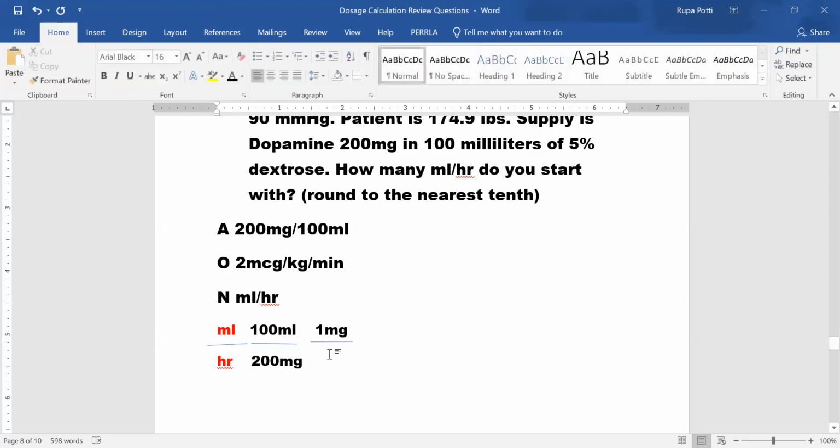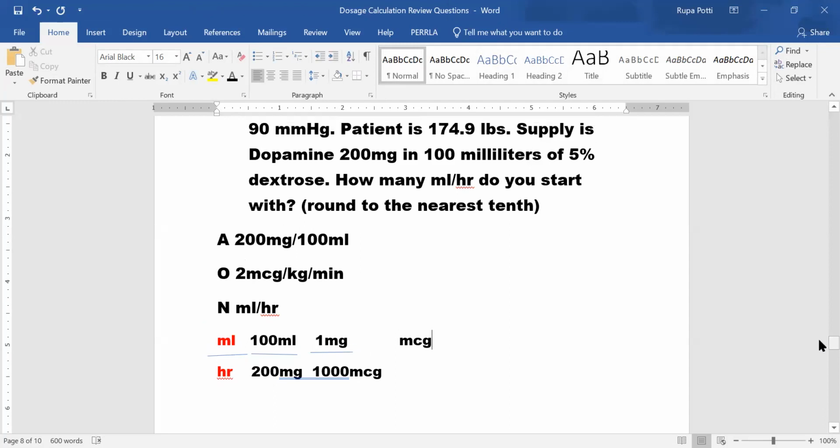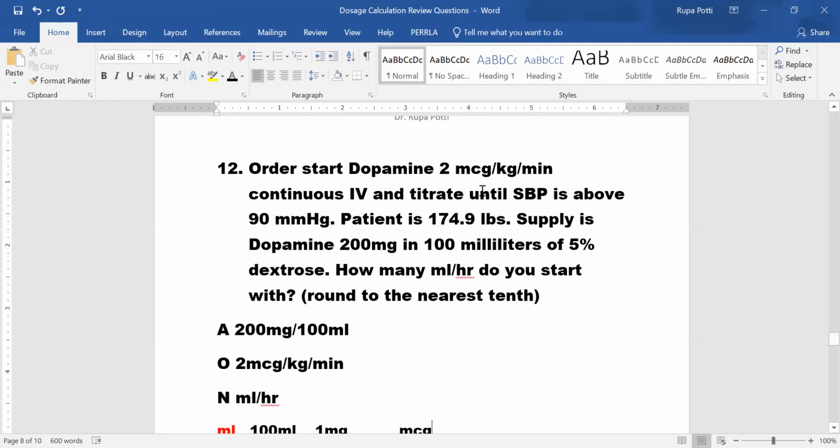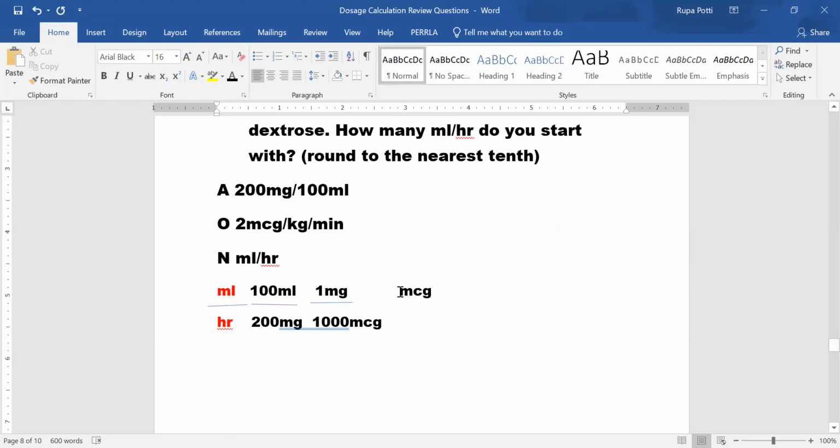Okay, so I'm going to say 1 milligram is 1000 micrograms, right? So now again, because I have micrograms in my denominator, I'm going to have micrograms in my numerator. And when I look at the problem itself, I know that it is 2 micrograms because this is what I'm supposed to give, right? 2 micrograms per kilogram per minute. So I'm going to have 2 micrograms here.